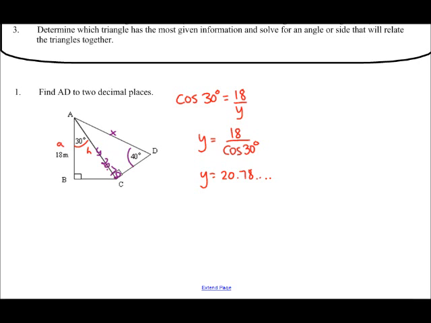Can we find x now? Yes, so with this new triangle, what is side 20.78?